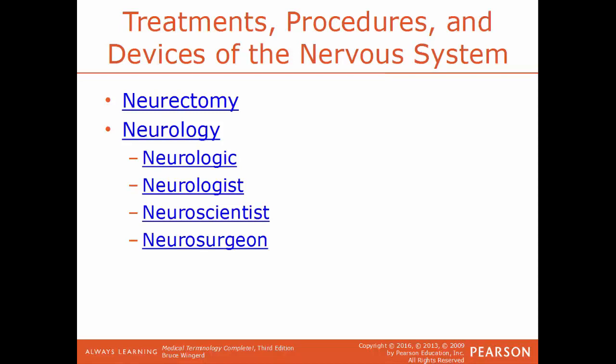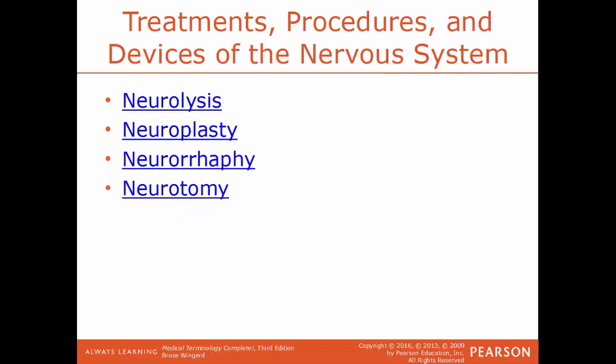Neurology is a field of medicine that deals with the study of the nerves of the brain. Neurologic. This is anything that is relating to the field of neurology or the study of the nervous system. Someone who specializes in the field of neurology would be a neurologist. A neuroscientist is someone who studies how the nervous system actually develops. And a neurosurgeon is a surgeon that specializes in the nervous system, so the brain and the spinal cord, and all the peripheral nerves.